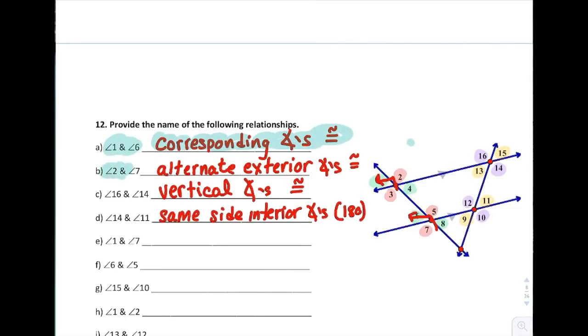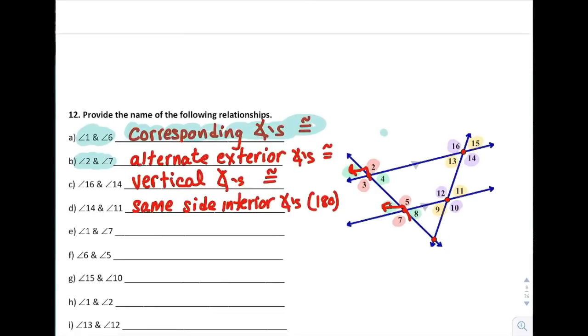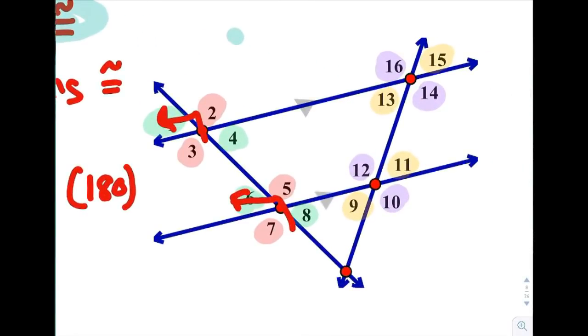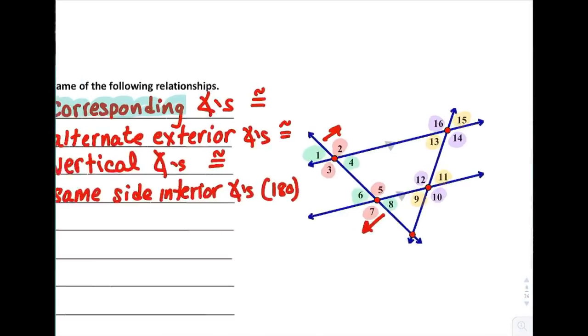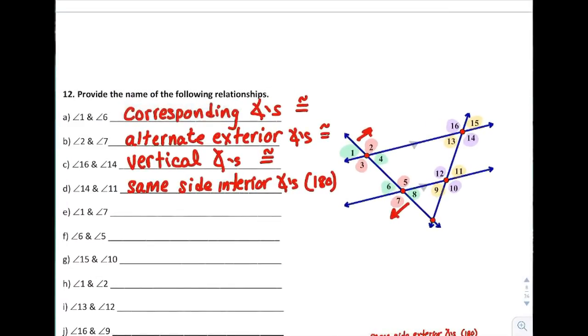B says 2 and 7. 2 and 7 are on opposite sides of the transversal, one left and one right, so that means alternate, and they're exterior. They're on the roof and below the floor, so they're alternate exterior angles, and since they're both obtuse, they're congruent too. Alternate exterior, congruent.